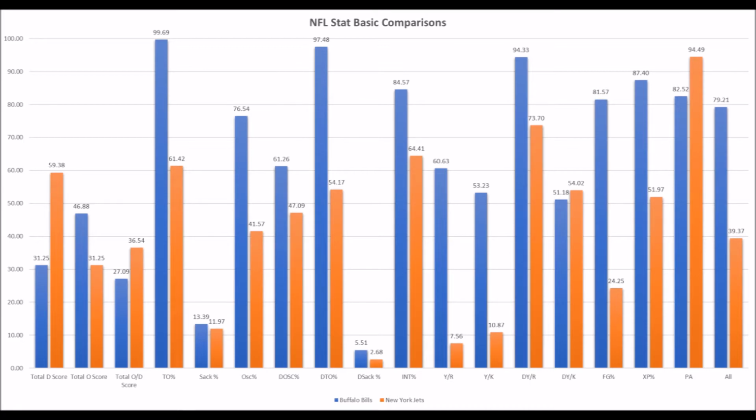So first off, a big reason why the Bills are favored in this game is because of their turnover ratio. Very, very low turnover ratio on this Bills team. They don't throw a lot of picks. They don't create a lot of fumbles. And those are things that are very conducive to winning football games.